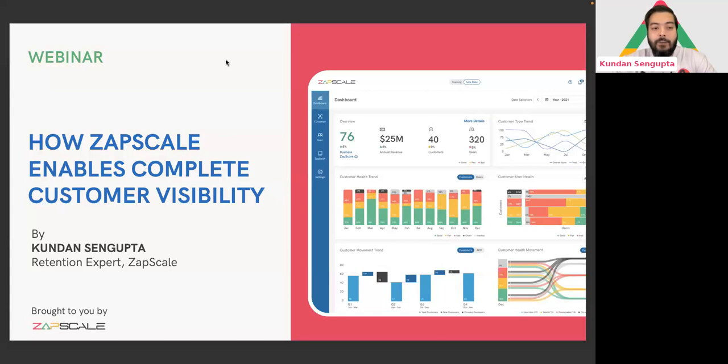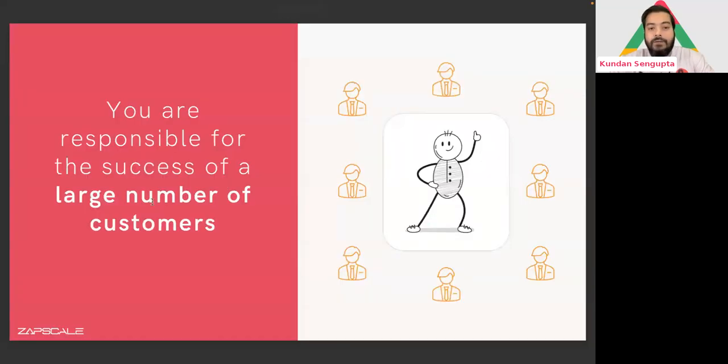So yeah, our topic today is just touching upon one of the aspects of ZapScale, which is how we enable complete customer visibility. But what we are majorly here to talk about is the fact that customer success folks are always super busy. Wouldn't we agree? Every friend of mine who's in B2B SaaS customer success, whom I've spoken to, are always super busy. What's the reason for that? Of course, you're handling a bunch of large customers, but that's not why you're super busy.